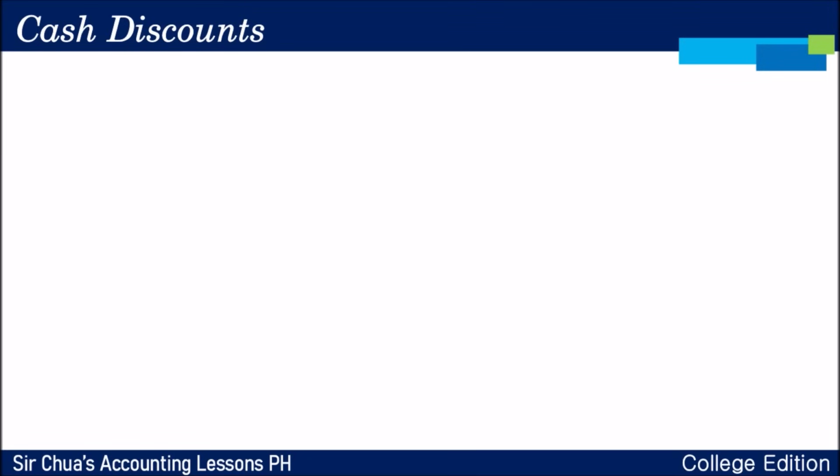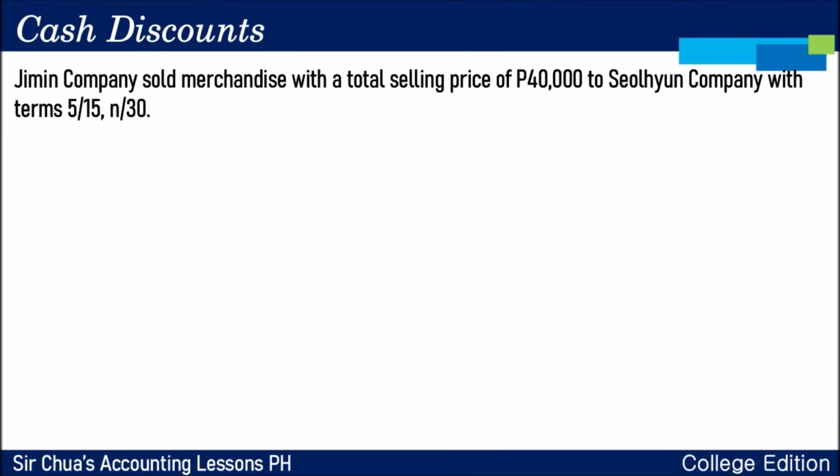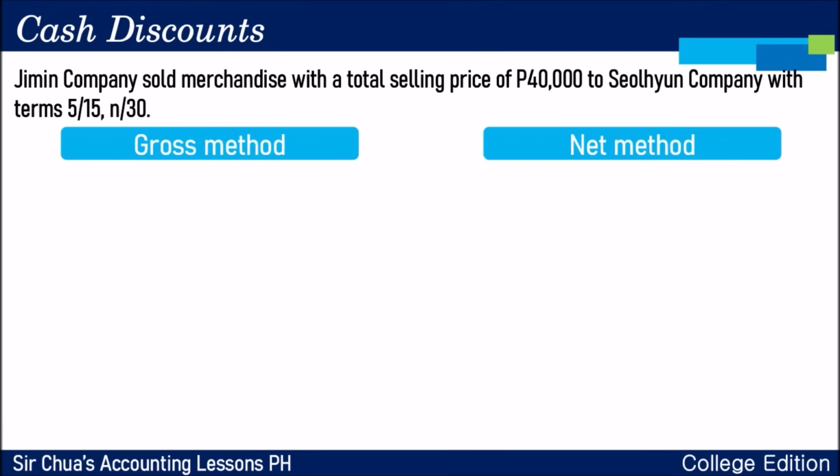Okay, let's try this example. Jim and Company sold merchandise with a total selling price of 40,000 to Sullivan Company with terms 5/15, n/30. Or let's translate that: 5% cash discount if the buyer pays Jim within 15 days, but the total amount payable is due in 30 days. Okay, so again, we have two methods of recording discounts and receivables. We have the gross method and we have the net method.